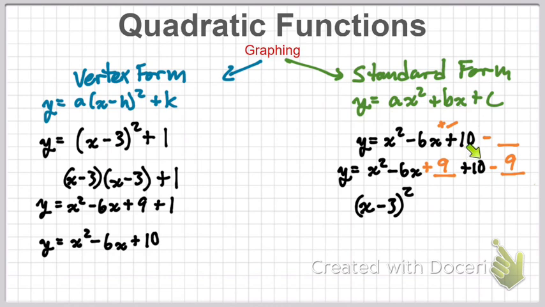I did not forget about the 10 and the 9. You just put those on at the end. 10 minus 9 is 1. And there you have it. There's our vertex form. Yay, it works.